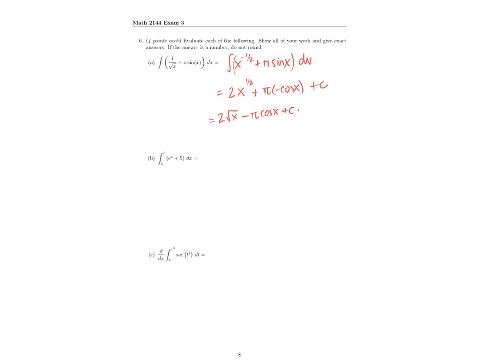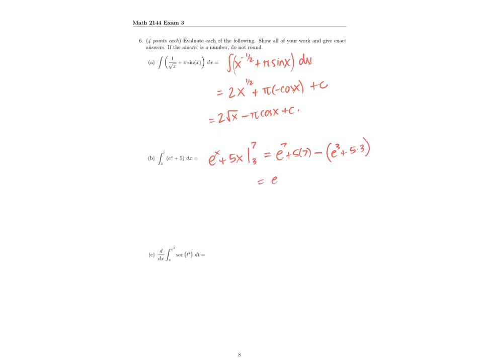The next one, integral of e to the x plus 5 over the interval from 3 to 7. So the integral of e to the x is e to the x, plus integral of 5 is 5x, and I'm going to evaluate that from 3 to 7 by the fundamental theorem of calculus. So if I plug in the 7 first, I'll have e to the 7 plus 5 times 7 minus e to the 3 plus 5 times 3.